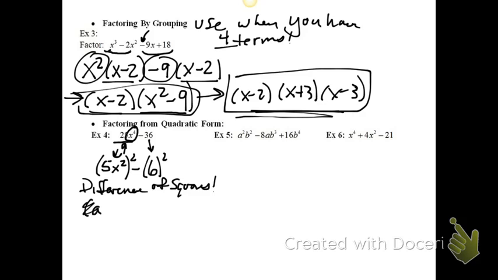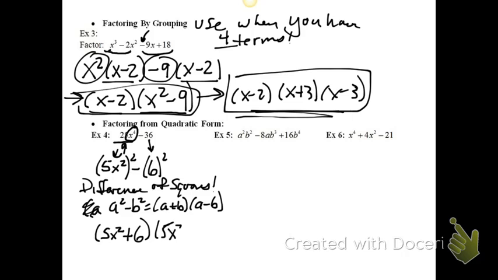If you had a squared minus b squared, remember that was just a plus b and then a minus b. In this example, what's being squared in the first position was a 5x squared, and what was being squared in the second position was a 6. So it'd be 5x squared plus 6 and 5x squared minus 6, and we're done. If you FOIL that out, you're going to get back to 25x to the 4th minus 36.